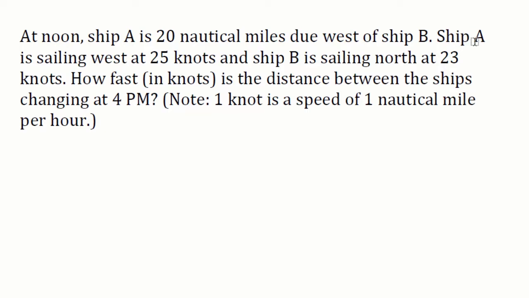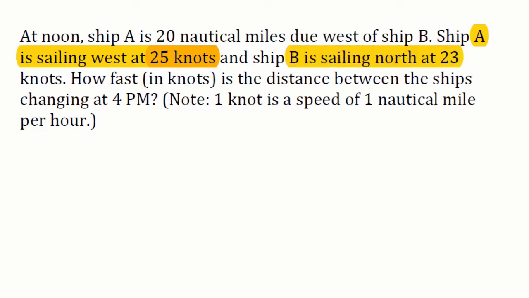They were already moving. And so ship A at that instant is sailing west at 25 knots. This clarification now makes it clear that it's a speed. So knot is the unit for speed. 1 knot is 1 nautical mile per hour. So ship A is sailing west at 25 knots, and ship B is sailing north. A is sailing west, and B is sailing north.